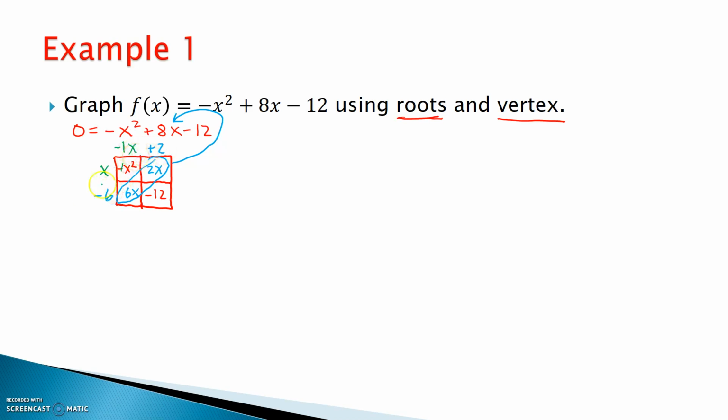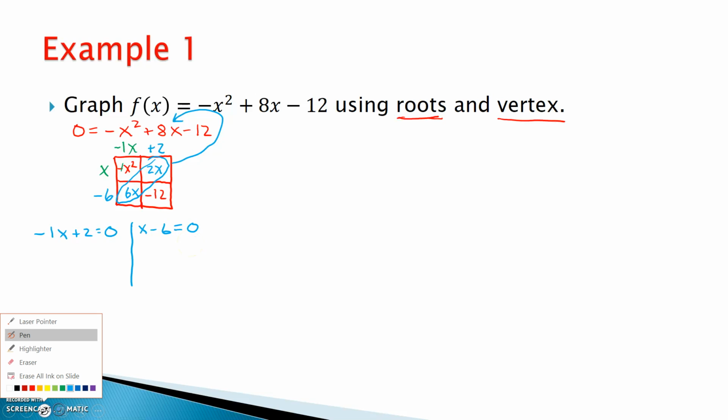So we're going to set the top piece here, -1x plus 2 equal to 0. This is applying the zero product property rule. And then on my side here, I have x minus 6 is equal to 0. Well, how do I solve these two? Again, it's just a basic multi-step equation.